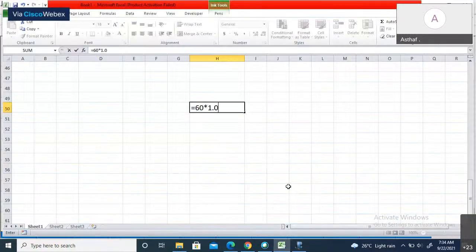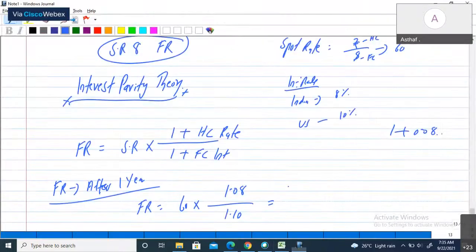60 into 1.08 divided by 1.1, which will be 58.9. So this will be your forward rate.